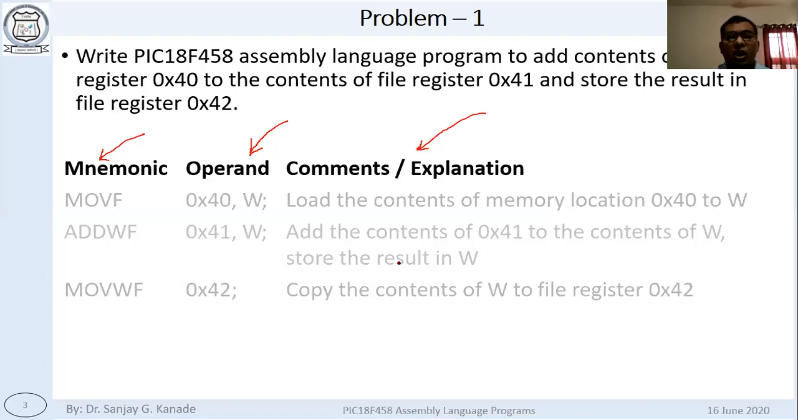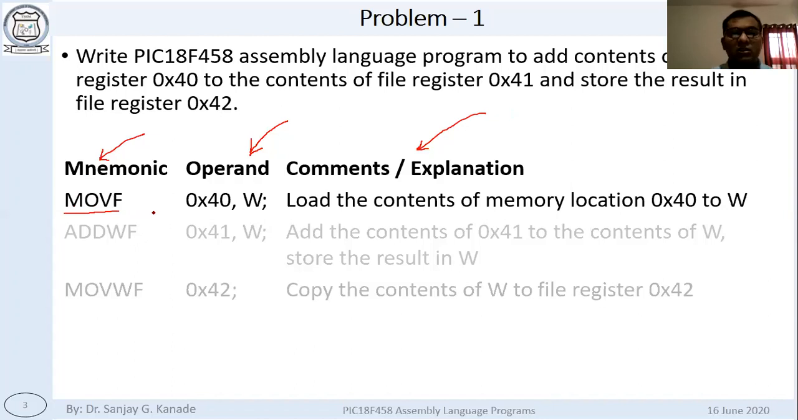Okay. Now, what was our first step? To load the contents of memory location 0x40 to W. For this, we have studied one instruction called MOVF. Okay, MOVF was the instruction that we have studied. Now, can somebody tell me the format of this instruction or syntax of this instruction? Anyone? Somebody tell me the syntax of this instruction MOVF. You have seen this instruction in our previous lectures.